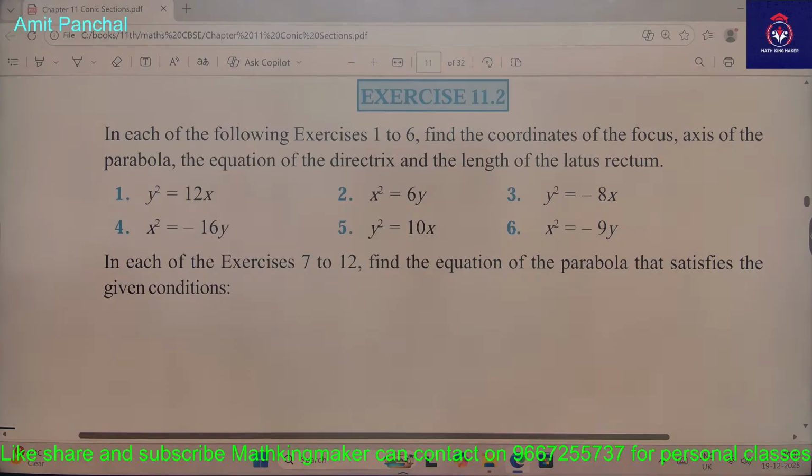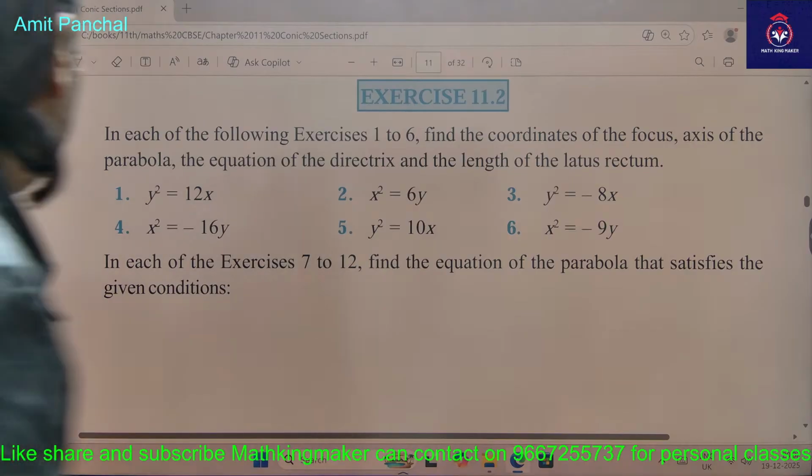So, sir, latus rectum, sorry. Focus is 0, comma, minus 9 by 4. Directrix is y equals to 9 by 4. It's on y-axis and latus rectum is 9. Yeah, right. That's good. Intelligent.